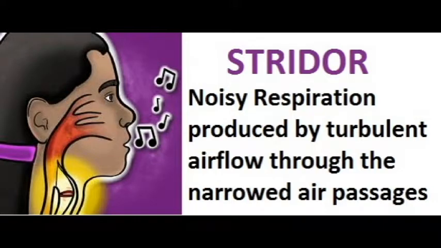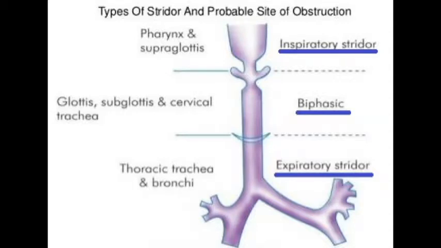Stridor is noisy respiration produced by turbulent airflow through the narrowed air passages. What are its types? Number one is inspiratory stridor due to obstructive lesions in pharynx and supraglottis. Biphasic due to obstructive lesions in glottis, subglottis, cervical trachea. Expiratory stridor due to obstructive lesions in thoracic trachea and the bronchi.